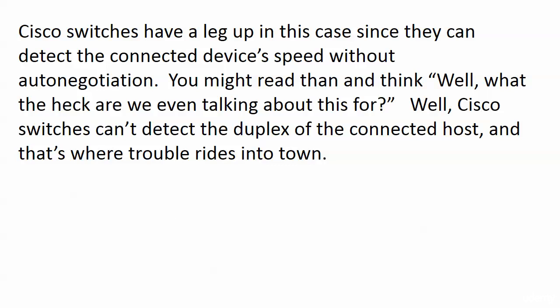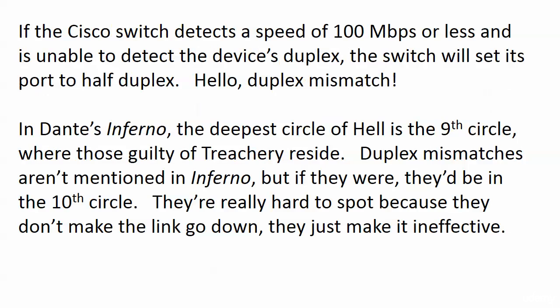And you're like, wow, okay, why do I even need auto negotiation? Well, the problem is Cisco switches can't detect the duplex of that connected host, and that's where trouble rides into town. Because if the Cisco switch detects a speed of 100 meg or less, and then cannot detect the device's duplex, then the switch sets its port to half duplex. And we end up with something that sounds kind of innocent. It's a duplex mismatch.